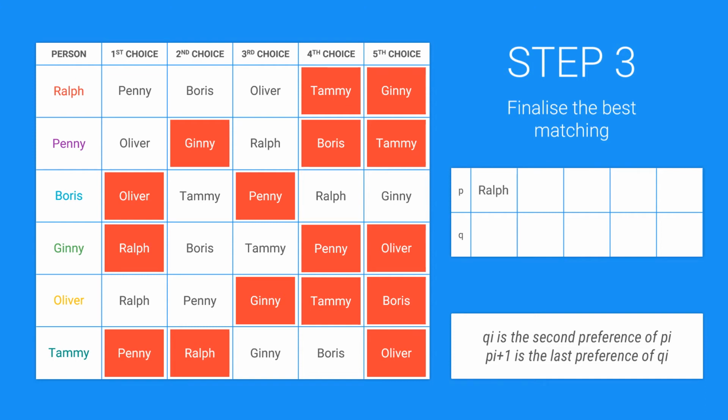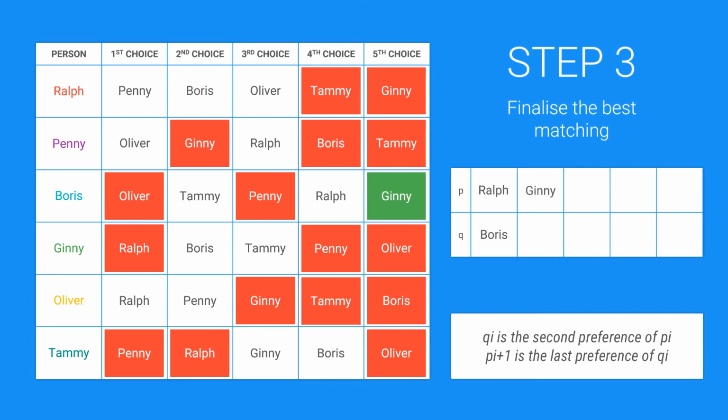We'll construct a table with 2 rows, P and Q. We then go through in a zigzagging pattern according to 2 rules. The first rule is that a person in Q below any P is that P's second preference. So for example, Boris is Ralph's second preference. The next rule is that a person up and to the right of a Q is that Q's last preference. So for example, Boris's last preference is Ginny.